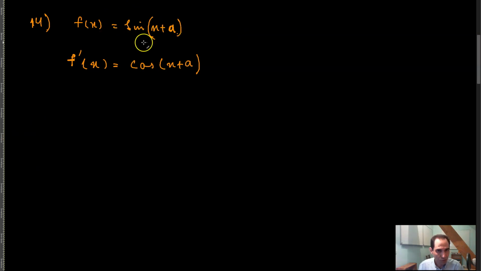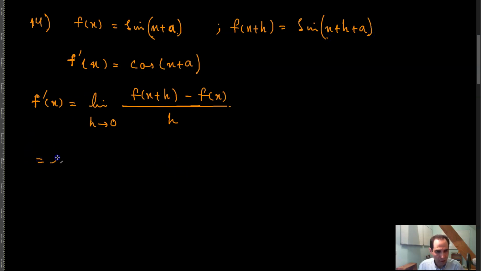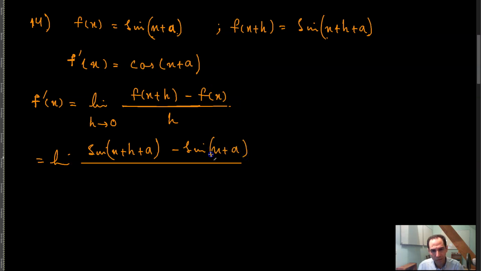If I assume that f of x is equal to sine of x plus a, then f prime of x is equal to the limit of f of x plus h minus f of x over h as h tends to 0. Here f of x plus h would be the sine of x plus h plus a, so you could write this as the limit of sine of x plus h plus a minus sine of x plus a, divided by h, as h tends to 0.